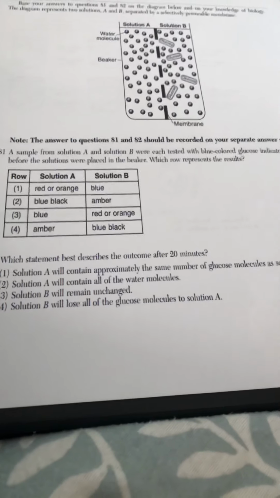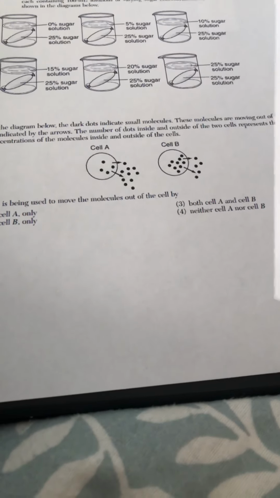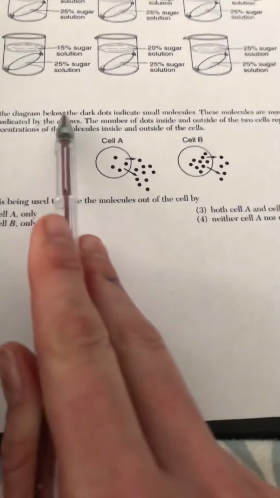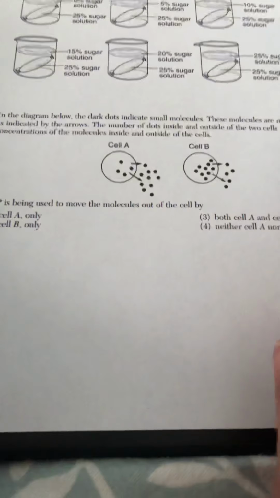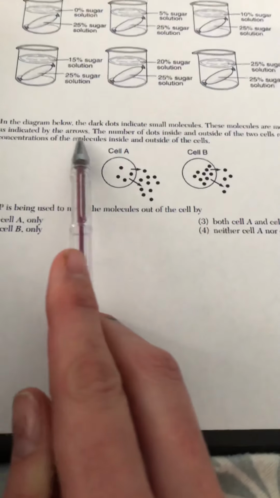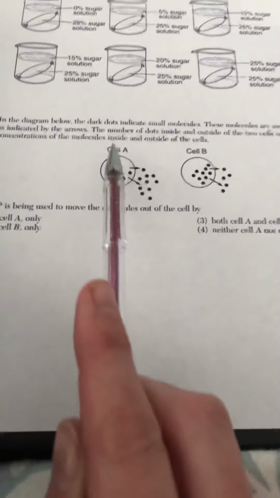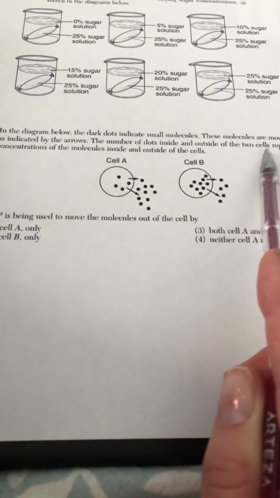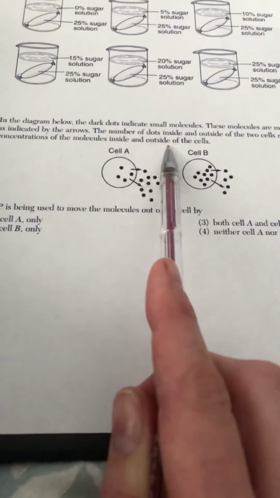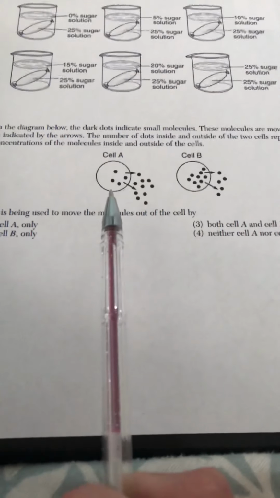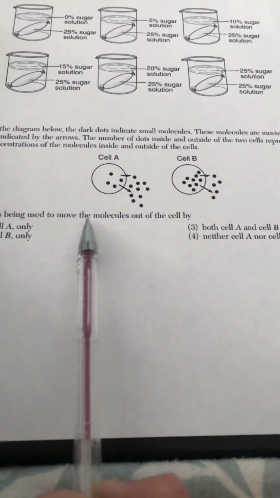I'm going to cross off page 10, and I'm going to look at this last one. My pen is running out. It says in the diagram below, the dark dots indicate the small molecules. These molecules are moving out of the cell as indicated by the arrows. The number of dots inside and outside of the 2 cells represents the relative concentration of the molecules inside and outside of the cells. So if you take a look, ATP is being used to move which of these?